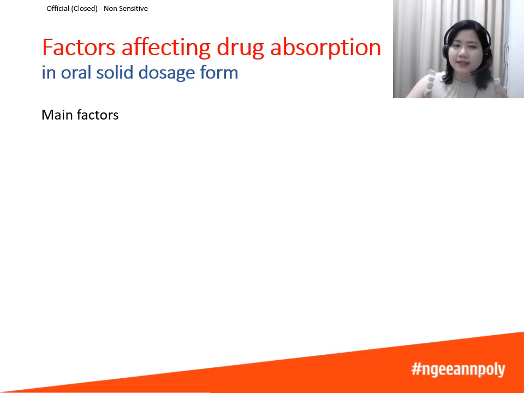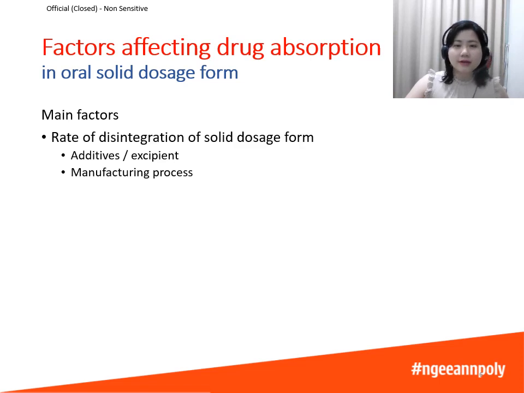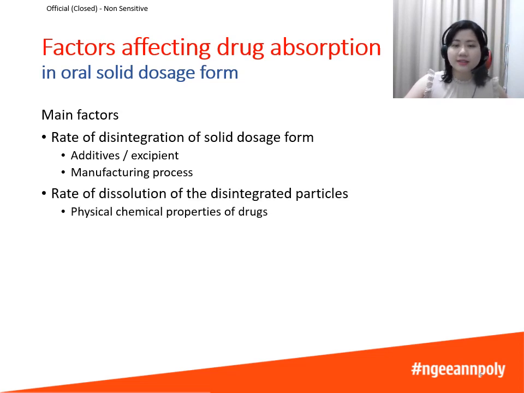There are many factors affecting drug absorption. For example, in an oral solid dosage form, the rate of disintegration of the solid dosage form affects the rate of absorption. The rate of disintegration is affected by the excipients that are used, as well as the manufacturing process. After disintegration, the disintegrated particles need to dissolve before the drug can be absorbed. The rate of dissolution is determined by the physical and chemical properties of the drug itself.